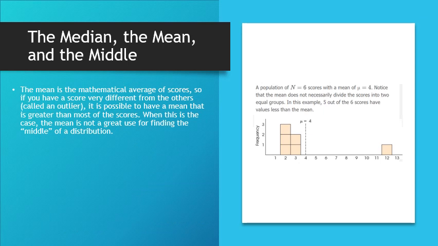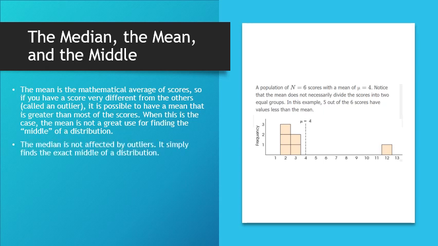Let's talk about the median, the mean, and the middle. The mean is the mathematical average of scores. So if you have a score very different from others, typically called an outlier, it's possible to have a mean that is greater than most of the scores. Look at the example on the right. This population has 6 scores and has a mean of 4, but 5 of the scores are less than the mean. Only 1 score is greater, but it's so much greater that it pulls the mean toward it. So in this case, the mean would not be a great choice for finding the middle of the distribution. We would want to use a median.